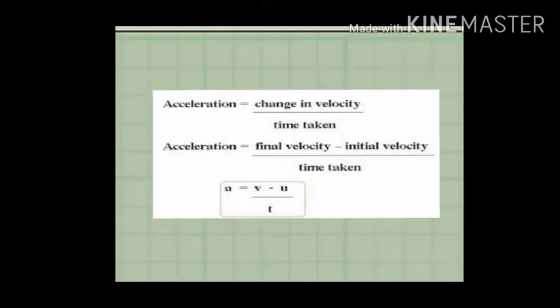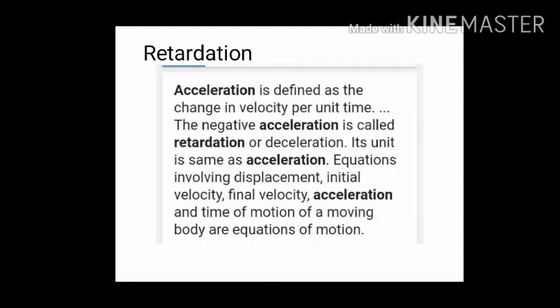In the previous module, we have learned that acceleration takes place when the velocity of a body changes. The velocity of a body may increase or decrease. Accordingly, acceleration is of two types: positive acceleration and negative acceleration. Acceleration is defined as the change in velocity per unit time. The negative acceleration is called retardation or deceleration. That is, if the velocity of a body increases, the acceleration is positive, and if the velocity of a body decreases, the acceleration is negative.